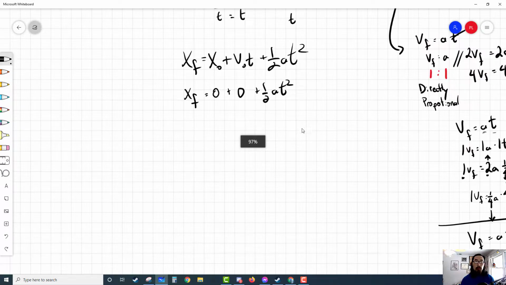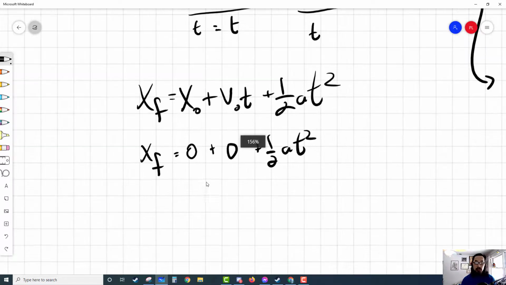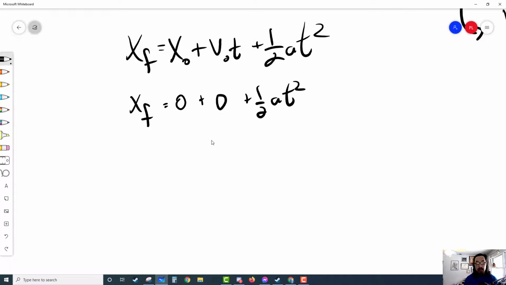Now I want to replace my equation variables with the problem's given variables. So instead of XF, we know that as delta D, and we have 1/2 AT squared. Now, at this moment, we have to actually solve the problem. And remember, the very first step in solving the problem is identifying which variables are constants. According to the problem, our time is a constant, and 1/2 itself is a constant, so we can ignore that. So the relationship we're looking for is between delta D and A.